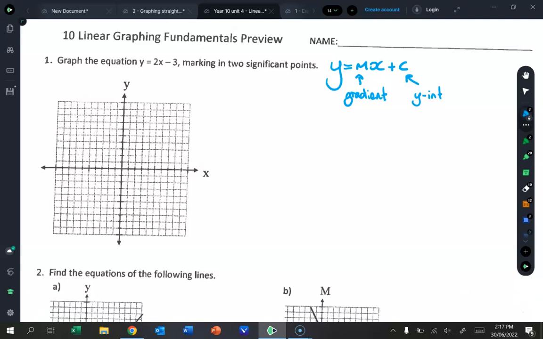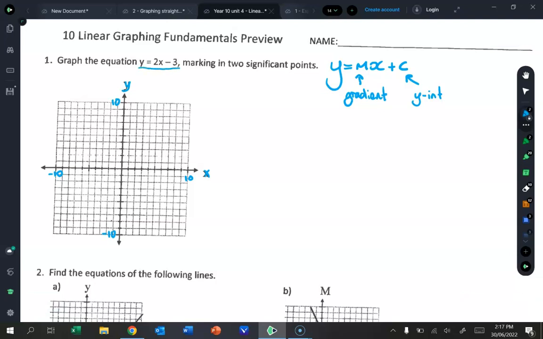Now over on our graph, I need to give it a scale. So we'll mark in positive 10, negative 10. We make sure that it's got the x and y axes labelled, which it does. Now we're looking at our equation up here.